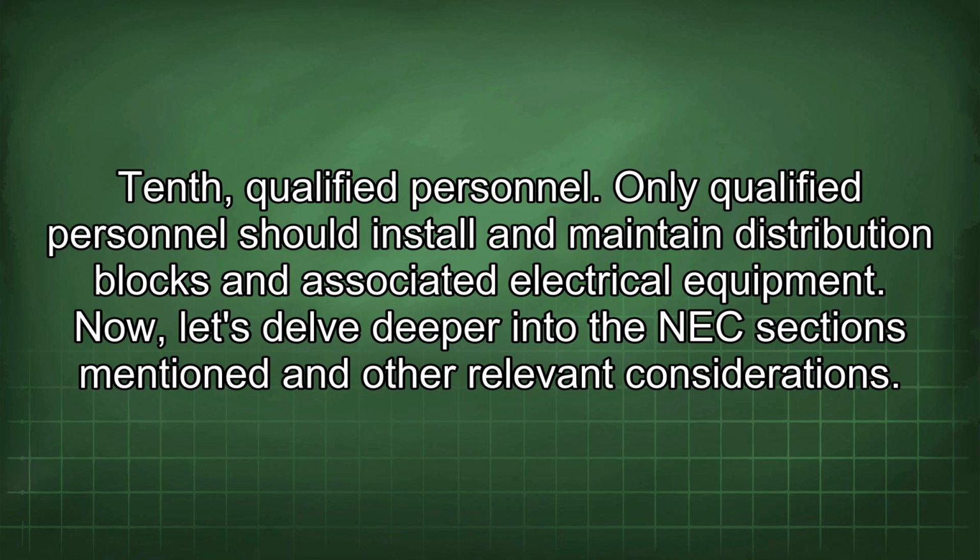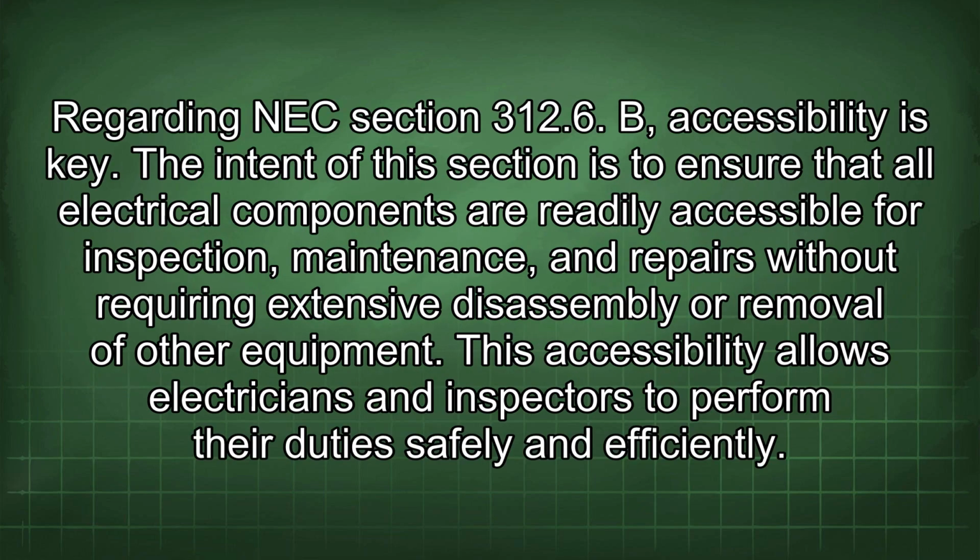Now let's delve deeper into the NEC sections mentioned and other relevant considerations. Regarding NEC section 312.6(B). Accessibility is key. The intent of this section is to ensure that all electrical components are readily accessible for inspection, maintenance, and repairs without requiring extensive disassembly or removal of other equipment. This accessibility allows electricians and inspectors to perform their duties safely and efficiently.